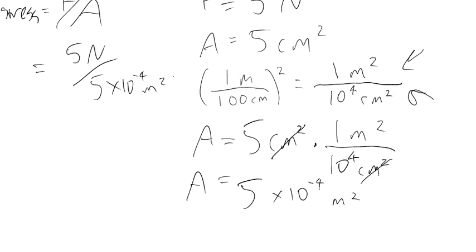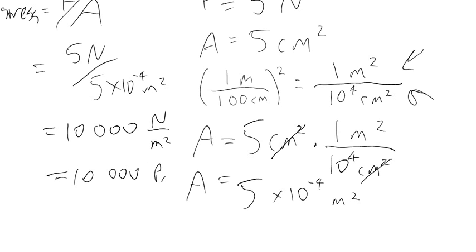Do this along with me. Calculator usage is very important for this class. You should get this number here, 10,000 newtons per meter squared, which is the same thing as 10,000 pascals, because a newton per meter squared is the same thing as a pascal. So we're done with the first part.